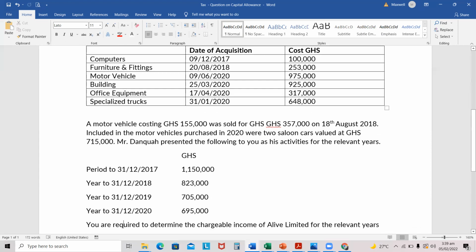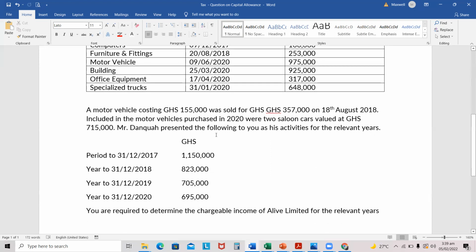A motor vehicle costing 155,000 was sold for 357,000 on 18th August 2018. Included in the motor vehicles purchased in 2020 were 2 saloon cars valued at 715,000. Mr. Dankwa presented the following to you as his activities for the relevant years.